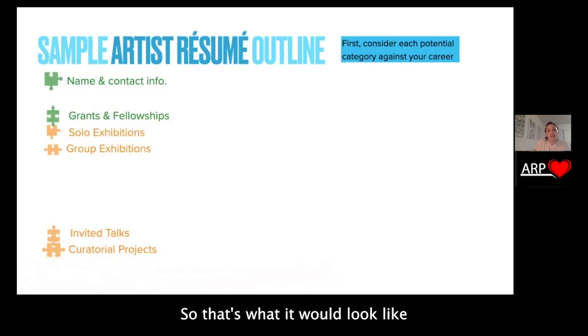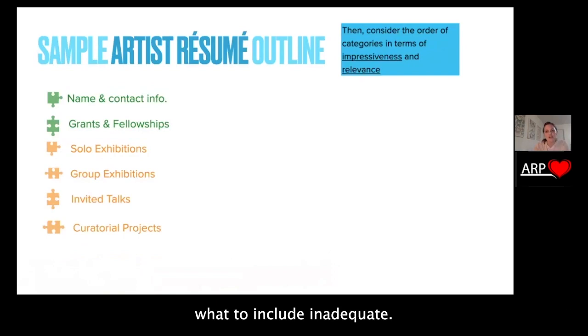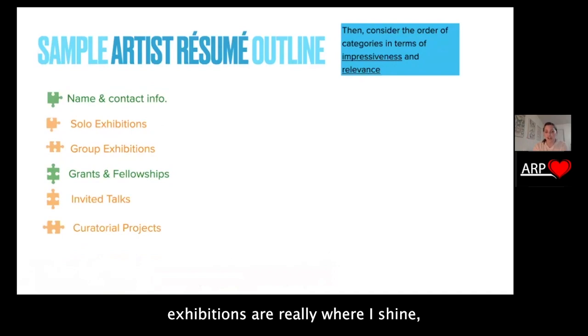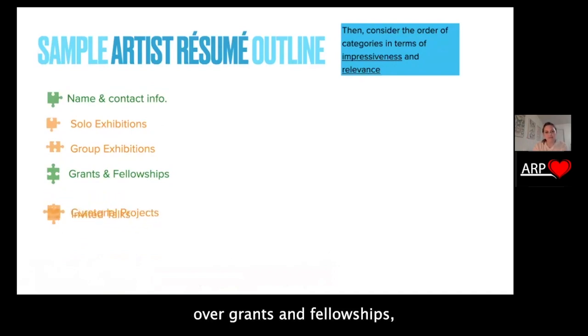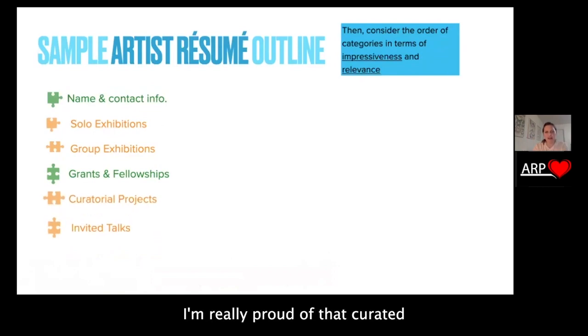Okay, so that's what it would look like for all of us who are going through the list of possible categories and deciding what to include and not to include. So then for this fictional person, this is what they would be left with. Then they would consider, how do I want to order this? Okay, well, I already said exhibitions are really where I shine. So I'm going to move that up over grants and fellowships. And then I'm really proud of that curated exhibit that I did. So I'm going to put that above invited talks. So this is my completed outline.